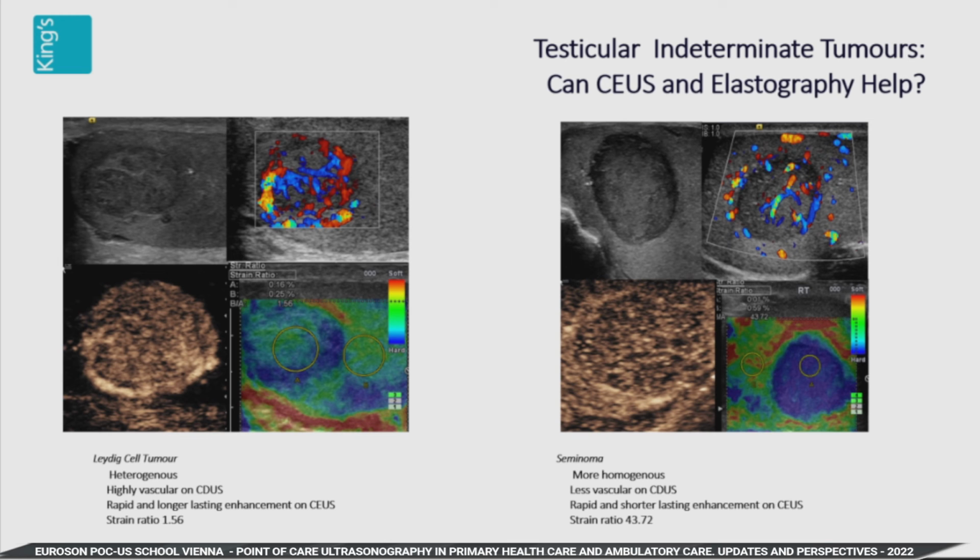The seminomas are more homogeneous. The mixed germ cell tumors are not so homogeneous. The vascularity is not so pronounced as the Leydig cell tumor, and it washes out. It's vascular, and it washes out quickly. And we'll look at the time intensity curves in a moment. And usually it's much harder. That strain ratio is really very hard. So with all this combination, you can probably home in on that indeterminate lesion and decide whether or not you want to operate.